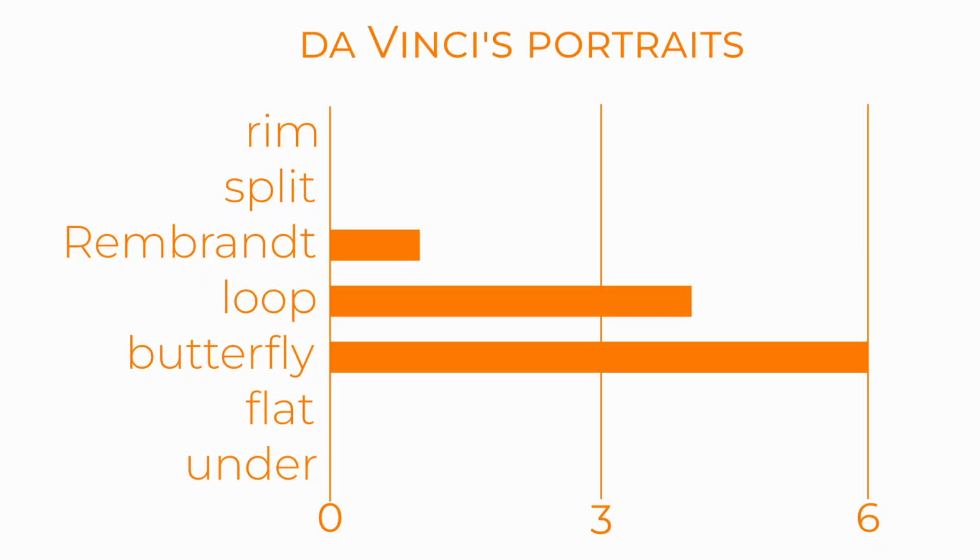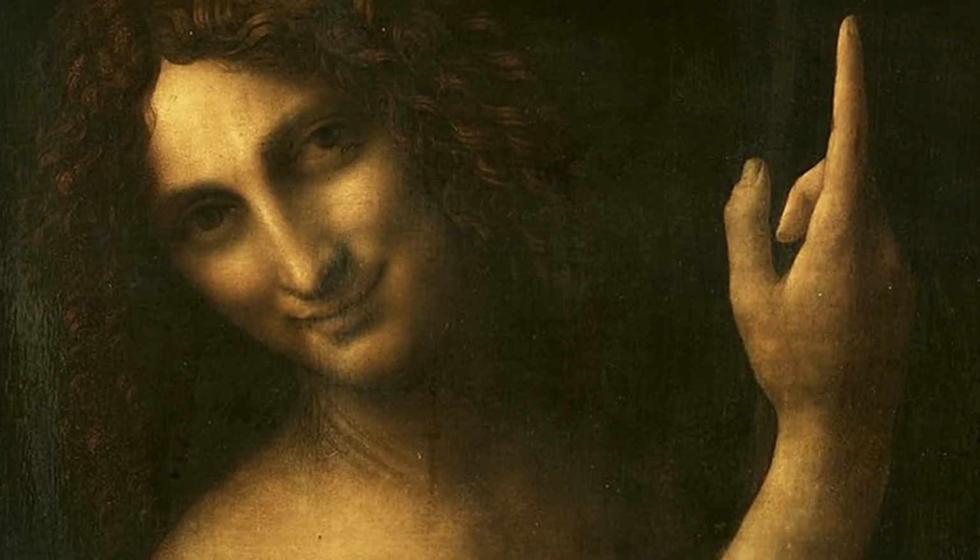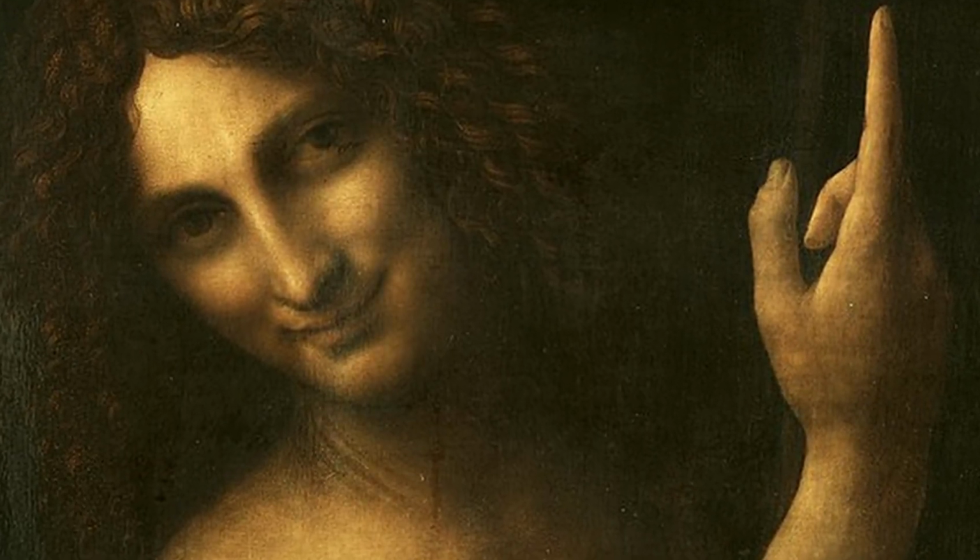I tabulated the lighting patterns in his portraits, and it seemed that he used a very limited set of patterns. He used butterfly or loop lighting the most often. The only instance of Rembrandt lighting I could find was in one of Da Vinci's later works, the portrait of John the Baptist. It's a bit weird calling it Rembrandt lighting when it was painted 100 years before Rembrandt even picked up a brush. I'll come back to the significance of the lighting in the portrait later in the video.